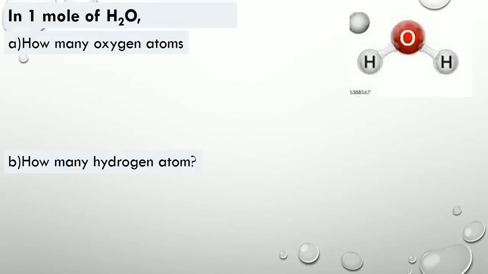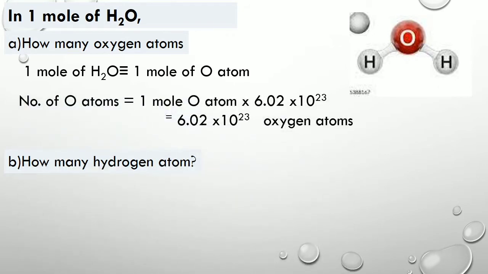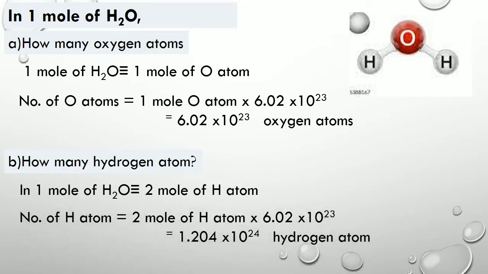We can do the stoichiometry relation, which is 1 mole of water contains 1 mole of oxygen atoms. So 1 mole of oxygen atoms multiplied by the Avogadro number, we will get 6.02 times 10 to the power of 23 oxygen atoms. And how about hydrogen atoms? 1 mole of water contains 2 moles of hydrogen atoms. So 2 moles of hydrogen atoms multiplied by the Avogadro number, we will get 1.204 times 10 to the power of 24 hydrogen atoms.